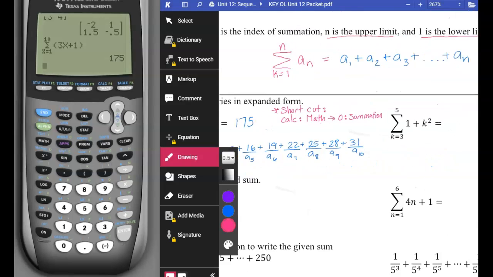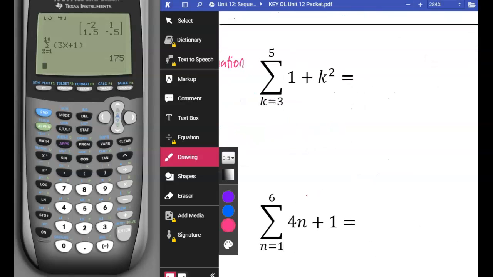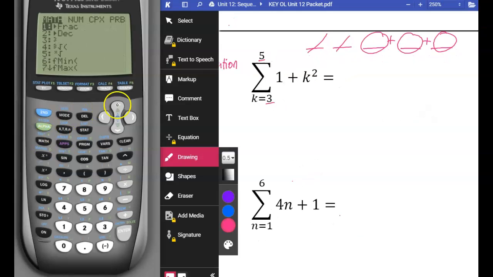All right, so now let's try it one more time in the calculator. This time, notice we're only going from term 3 to term 5. It's like we're taking the first two terms and ignoring them, and we're only adding together 3, 4, and 5. So I'm going to press math, up, up, up to summation. X equals 3 through 5 of 1 plus x squared. And you get 53. And this checks out.